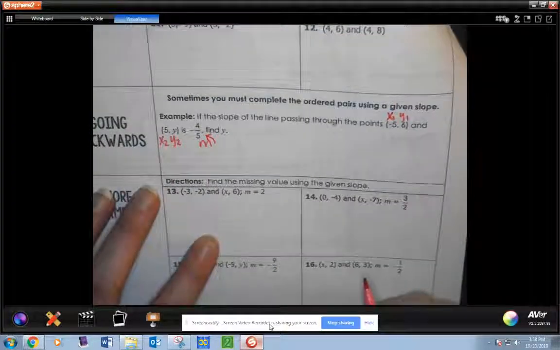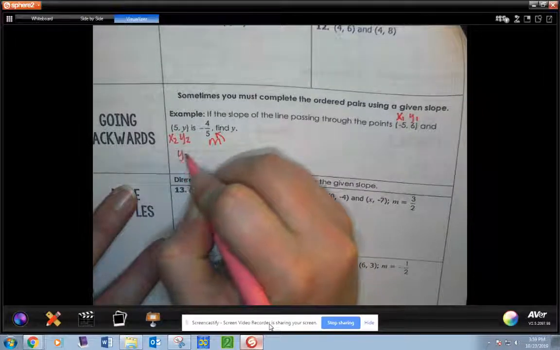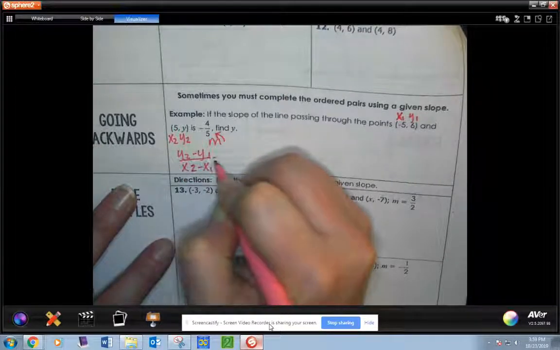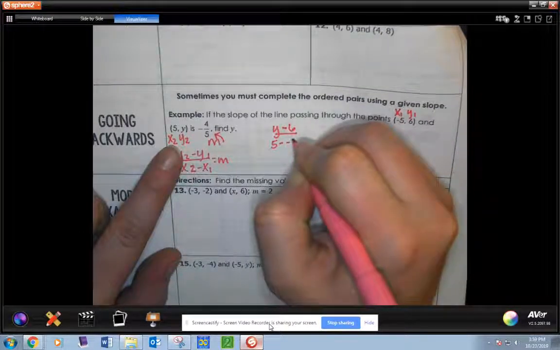Okay, so we're going to use the exact same formula that we used before. So if you need to, for me to rewrite it so you don't have to flip back and forth, that's the formula we're using. And we're going to actually be plugging in m today. We're going to simplify as much as we can first. So I'm going to plug in the formula. The y2 is y, I keep minus, and the y1 is 6 over the x2 is 5 minus, and the x1 is negative 5.